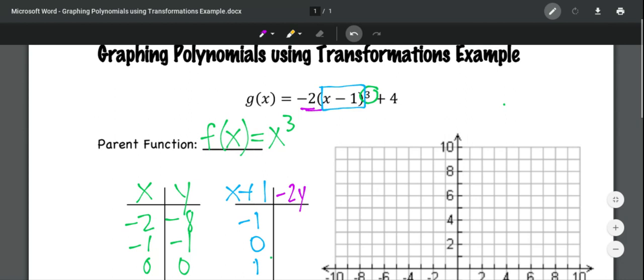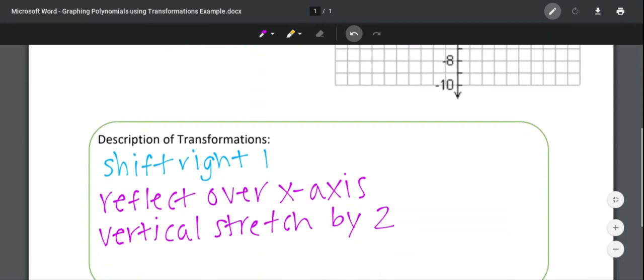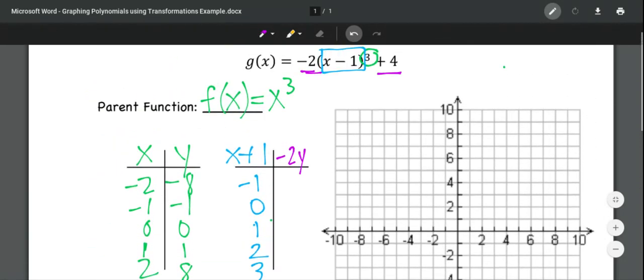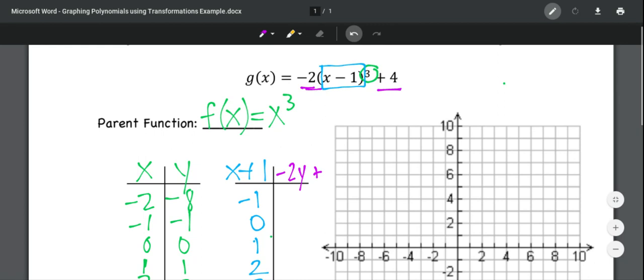And then don't forget this +4. This +4, because it's positive, will shift my graph up 4. And that's also affecting my y value. So I'm going to add 4 to my y's. So I'll multiply them by -2 first, think about order of operations, and then add 4.